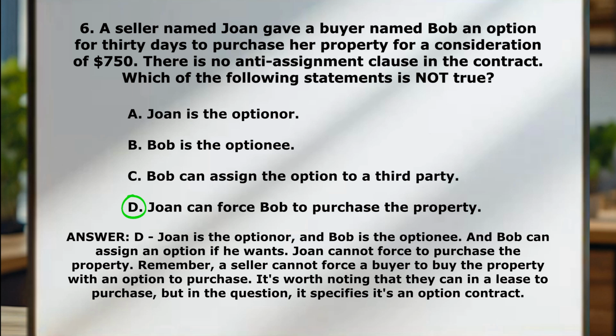Okay, so the answer is D, and we're going to walk through each one. So Joan is the optionor, Bob is the optionee. Bob has the option to purchase the property, and because there's no anti-assignment clause, Bob can go ahead and assign the option if he wants to. Remember, a seller cannot force a buyer to buy the property with an option to purchase. It's worth noting that the seller can in a lease to purchase, but this question specifies it's an option contract. So Bob has the option. Bob, you should definitely buy that property for $750.